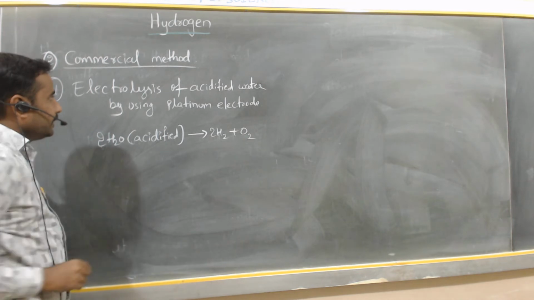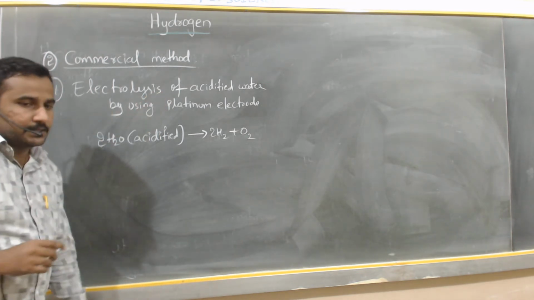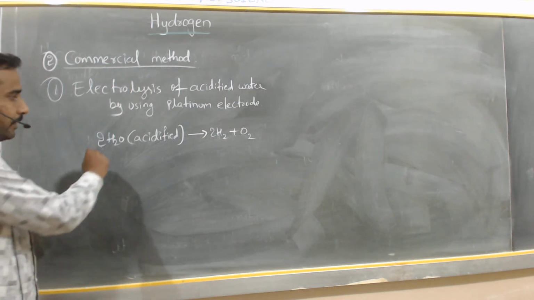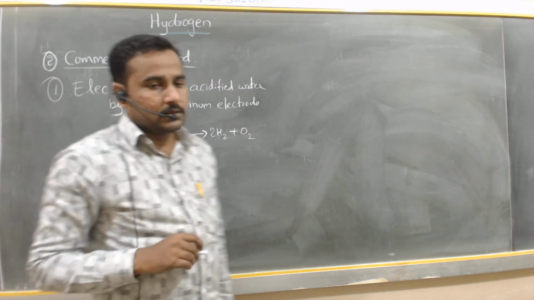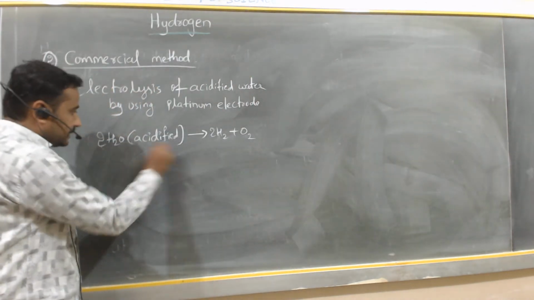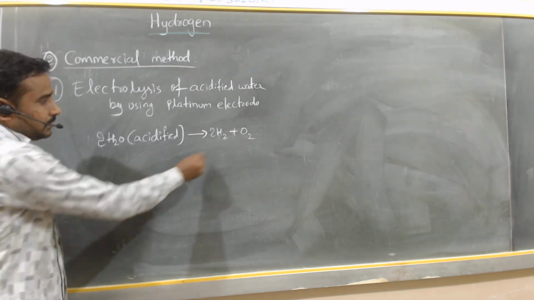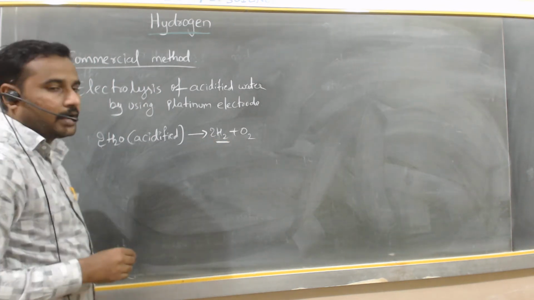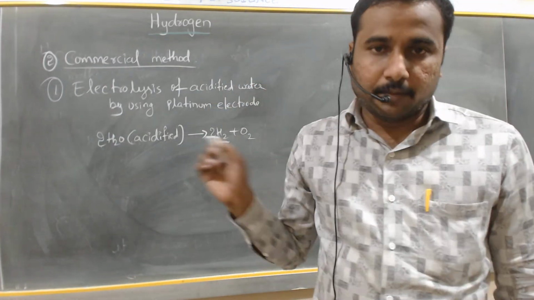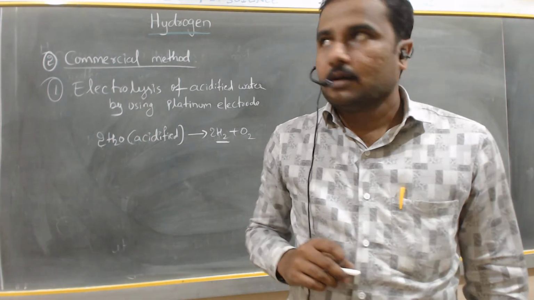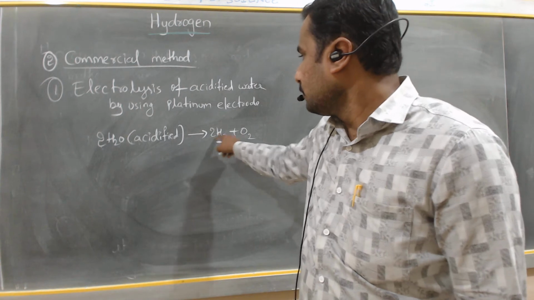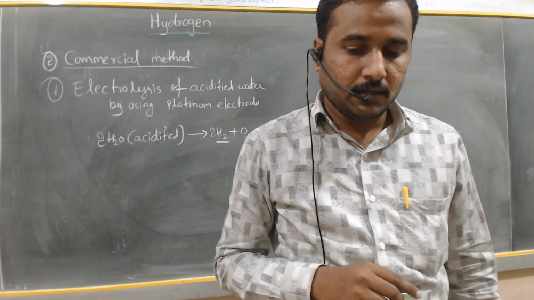So when the electrolysis is taking place using acidified water with platinum electrodes, what does acidified mean? It means it is somewhat acidic, the acid is added there. So when they do the electrolysis of acidified water, it produces hydrogen and also oxygen. This method is used commercially, but it requires high voltage current to prepare the hydrogen gas.